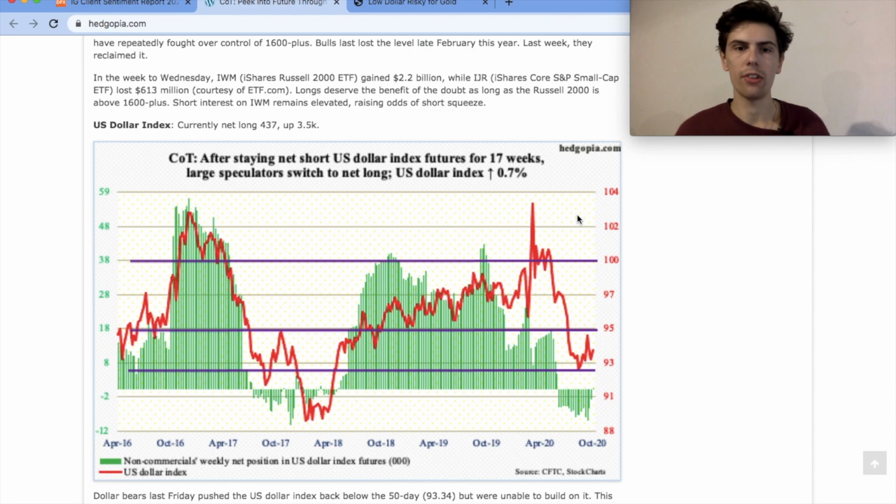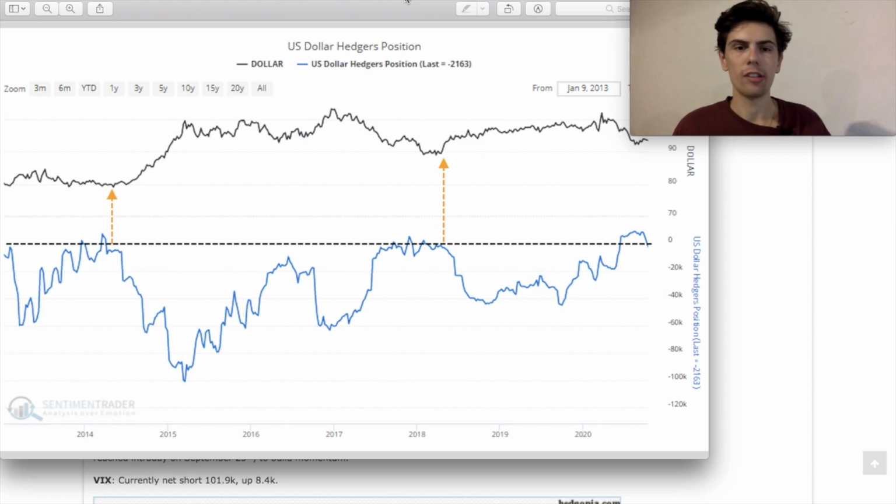hedge funds allocation to the US dollar futures, and the dollar has gotten crushed since the beginning of this year. And we did see hedge funds pretty substantially short on the dollar, but we recently saw that flip, and hedge funds have now been long for the first time since the beginning of this year. And so that is another interesting factor that shows up in this chart.